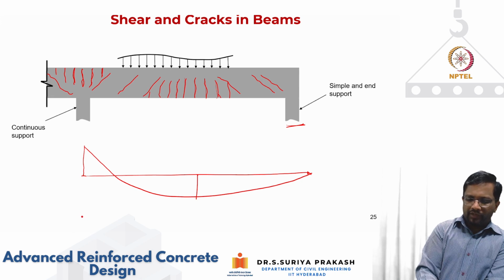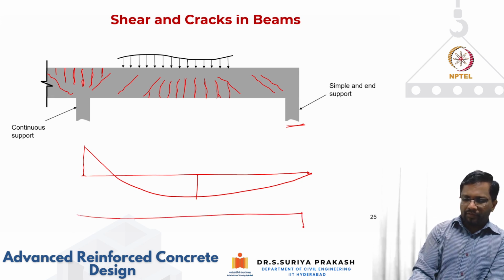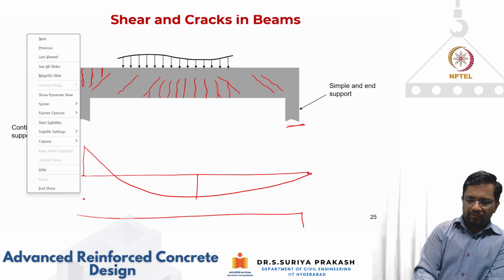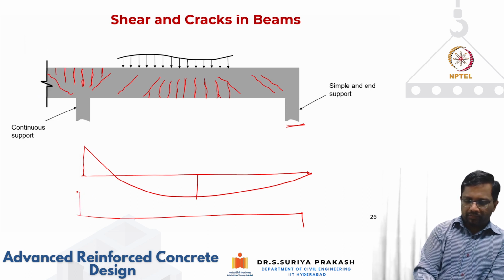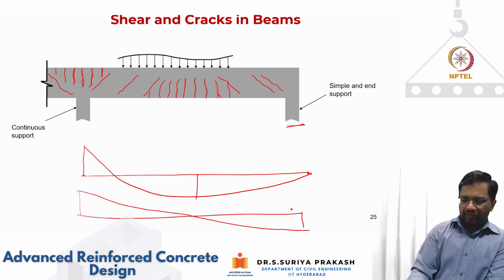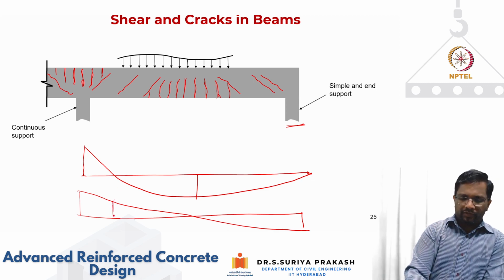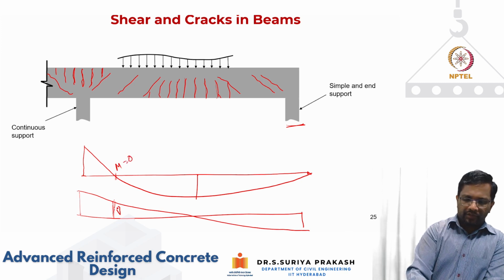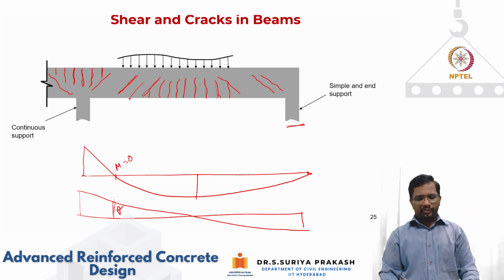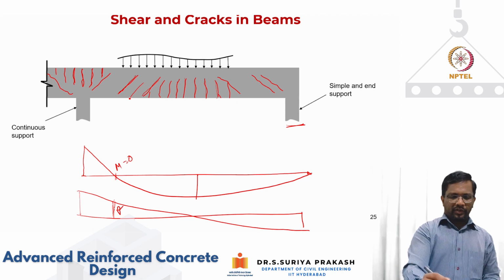Now, if you look at the shear diagram, we know that it is going to vary like this. So wherever shear is also here at this location, if you look at it, bending moment M is equal to 0, and shear is there. That's why you have nice diagonal cracking that is formed here. Wherever you have maximum shear, that is going to be there.